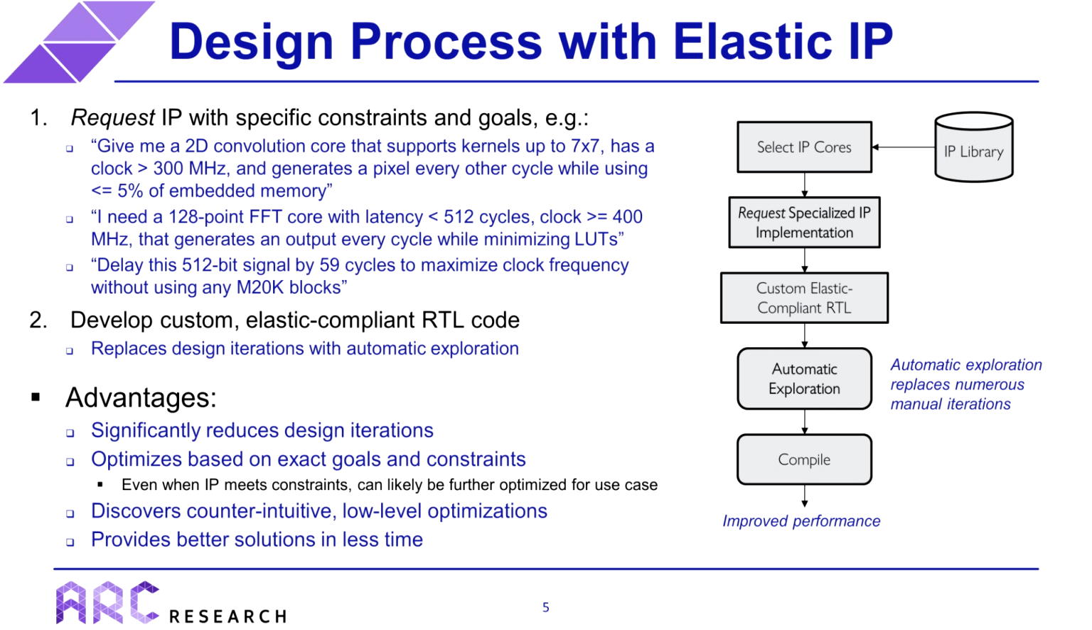First, it significantly reduces design iterations through automation. Second, it optimizes based on exact goals and constraints. So even when existing IP libraries have a core that meets constraints, it can likely be optimized further for the specific use case, and Elastic IP enables that optimization. Another advantage that we'll see coming up is that Elastic IP is able to discover counterintuitive, low-level optimizations that a designer is highly unlikely to realize. And ultimately, the biggest advantage is that Elastic IP will provide better solutions in less time.